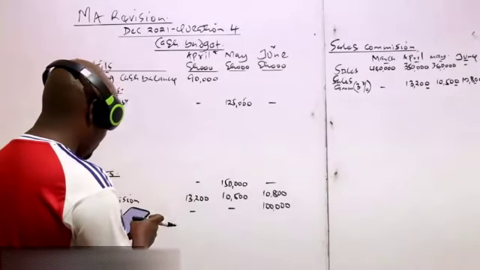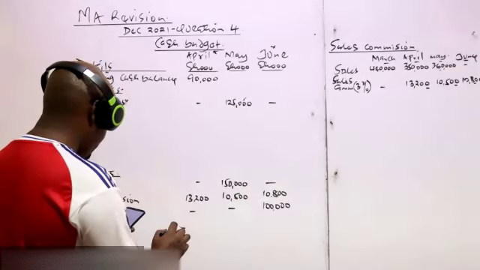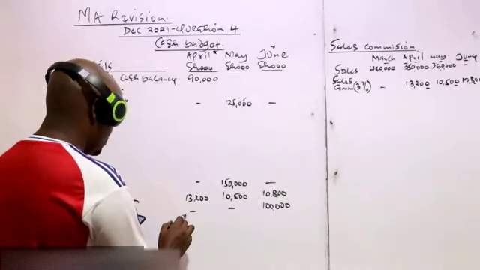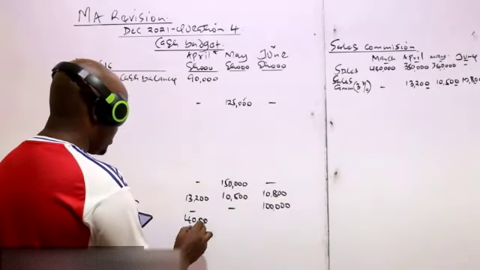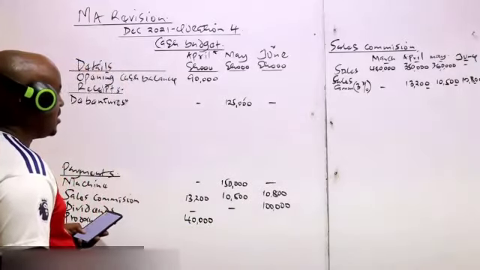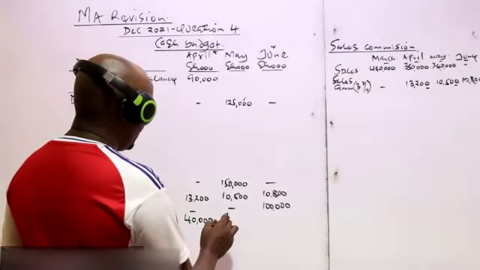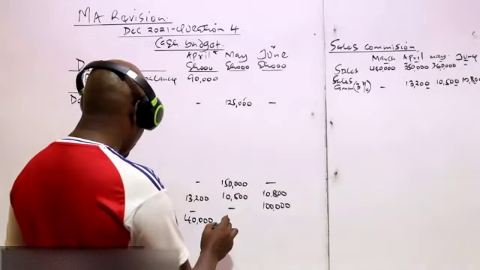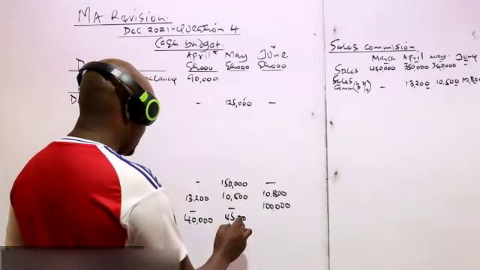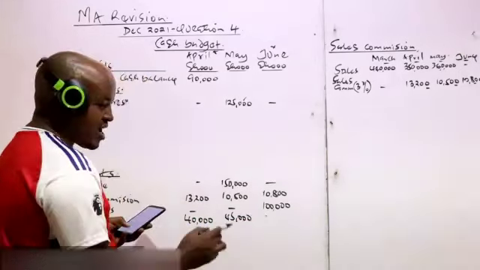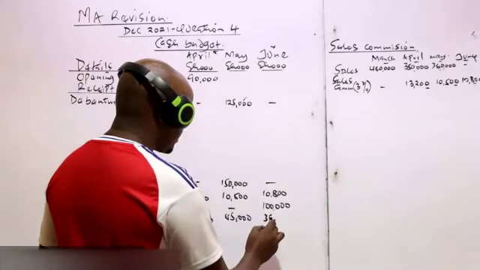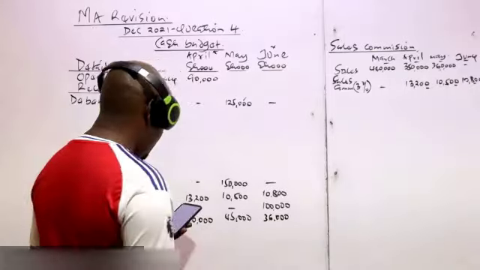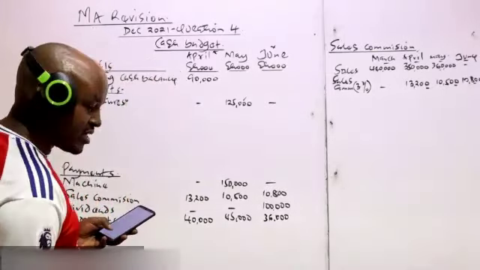So the overheads for March were how much? That is, production overheads for March were 40,000. So those are the ones which will be paid for in April. And then the ones to be paid in May are for April, which were 45,000. And the ones to be paid in June are for May. For May, they were 36,000. Okay, so we are done with that one.